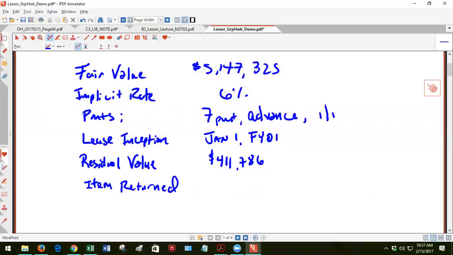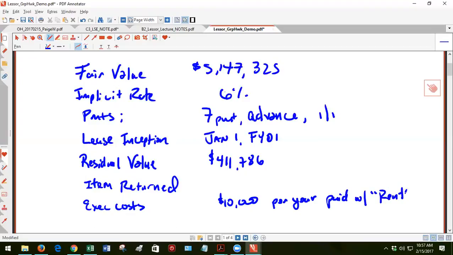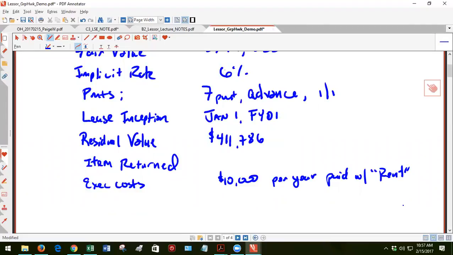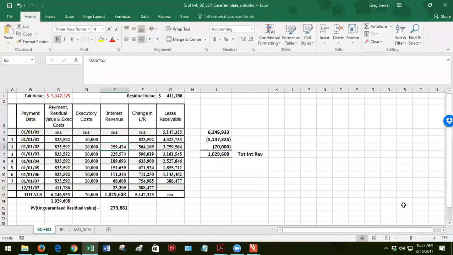And let's see. Oh, here's a big one. Executory costs are $10,000 per year paid with, I'll call it the rent payment, just as a shorthand way to distinguish between the amount paid for using the item versus for insurance and stuff like that. So in my schedule, I add in the executory cost. You could have done one without an executory cost column, but made the payment $823.